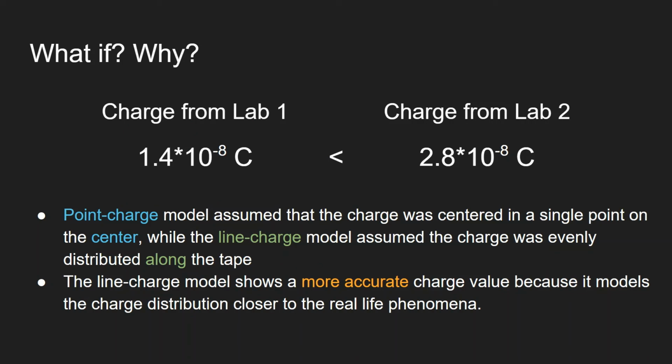The charge from Lab 1 was 1.4 times 10 to the negative 8 coulombs, which is less than the charge from Lab 2, which is 2.8 times 10 to the negative 8 coulombs. And this is because the point charge model assumed that the charge was centered in a single point at the center, while the line charge model assumed the charge was evenly distributed along the tape. Therefore, we can say the line charge model shows a more accurate charge value because it models the charge distribution closer to the real-life phenomena.